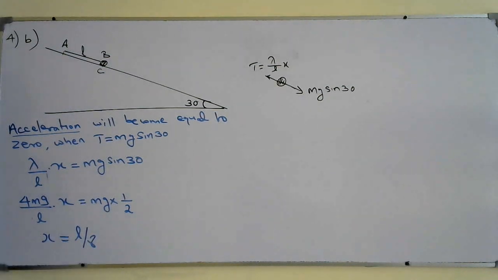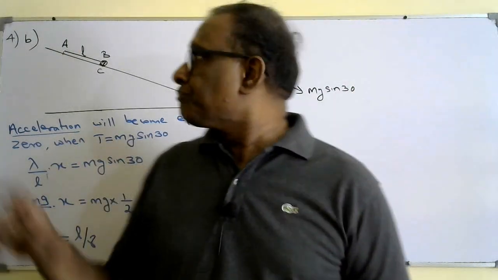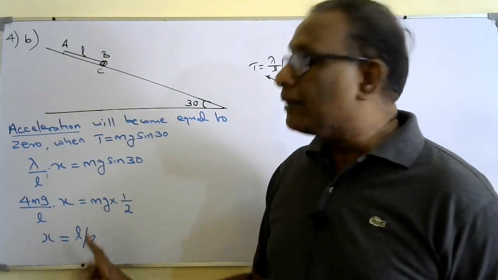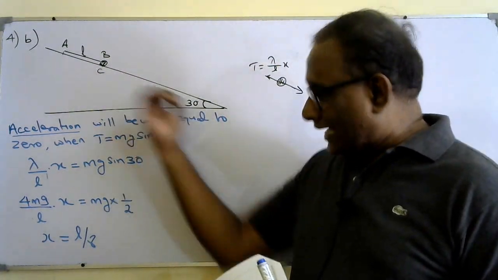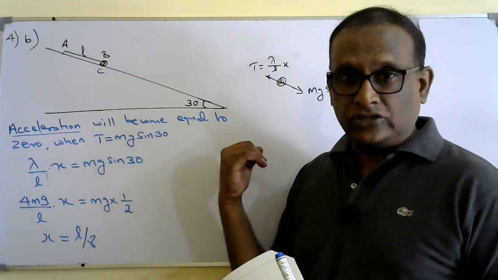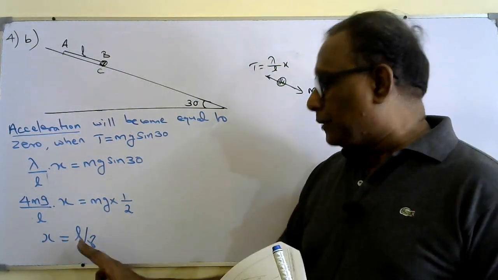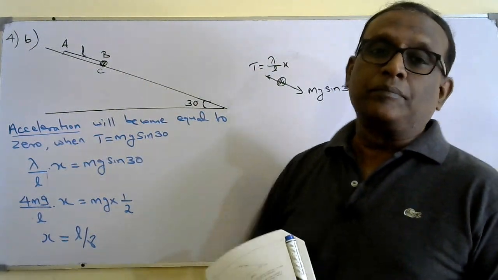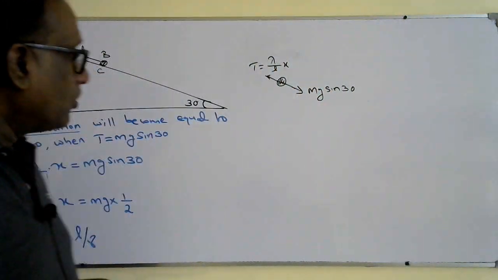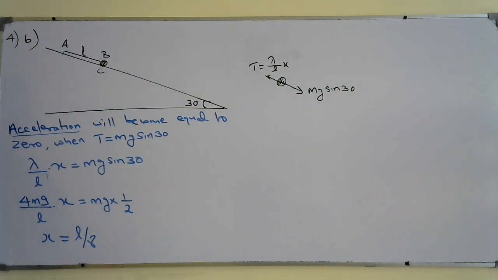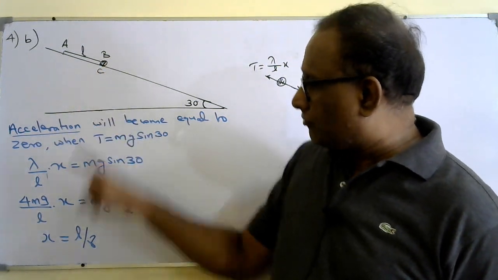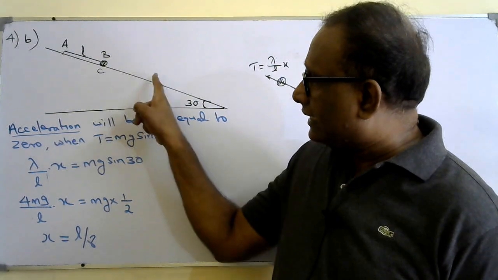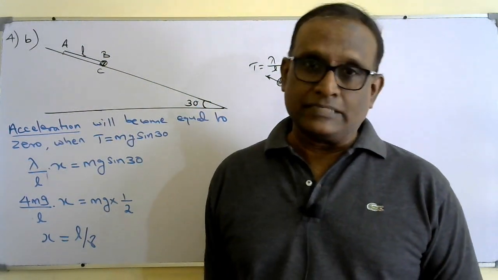When the extension becomes L by 8, the acceleration will become equal to 0. Beyond it, it will move further down because the speed is not equal to 0, so it will continue the motion, but beyond this extension, the ball will decelerate. So we found up to what extension there will be acceleration; beyond it, there will be deceleration. So when the ball travels a distance L by 8 from C, that is the extension, the ball will have the maximum speed.